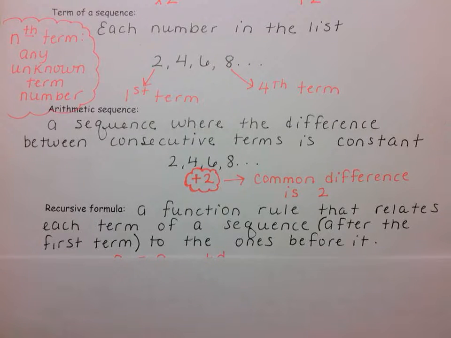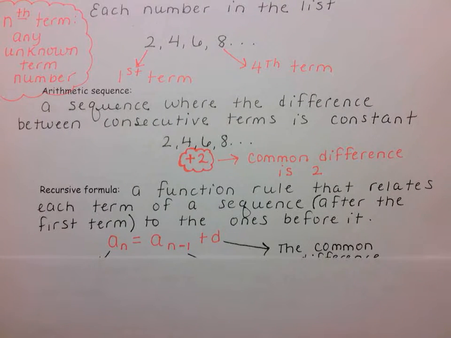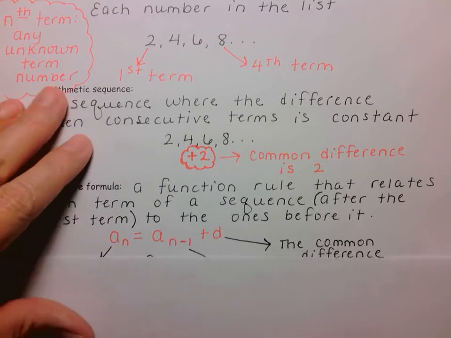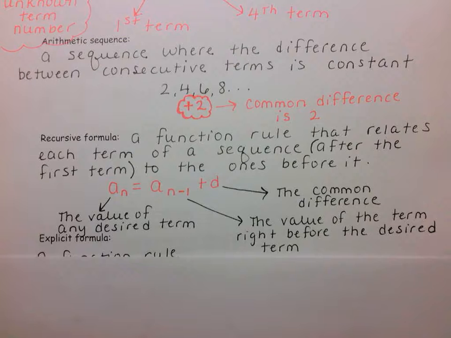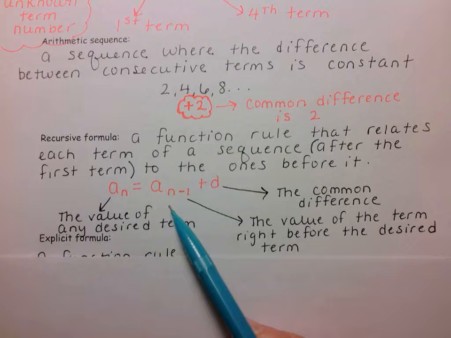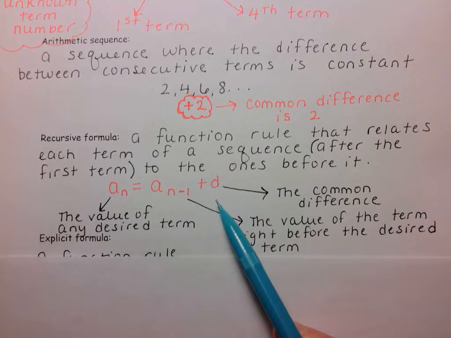And so again, there are two different types of formulas we're going to be using today, and the first is a recursive formula, and that is a function rule that relates each term of a sequence to the term before it. And this is an example of a recursive formula. This is the recursive formula. And so how this is read is a of n equals a of n minus 1 plus your common difference. But what does that mean? It means the value of any desired term equals the value of the term right before the desired term plus your common difference.